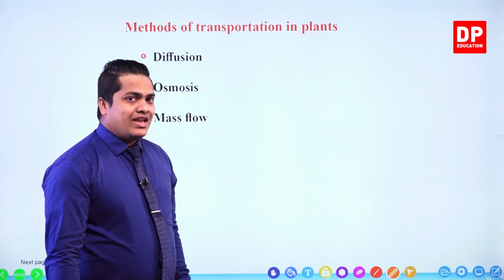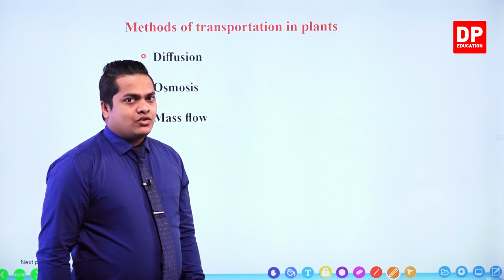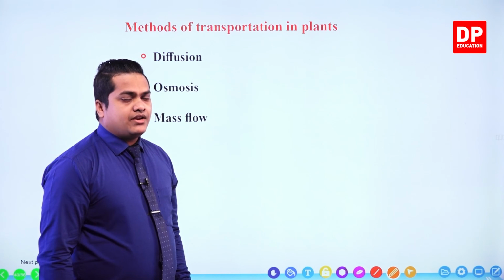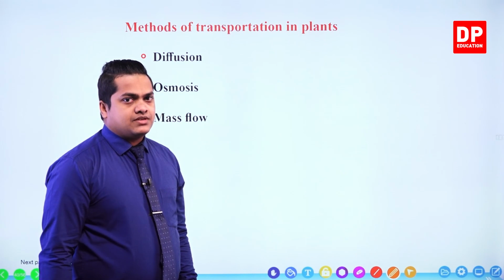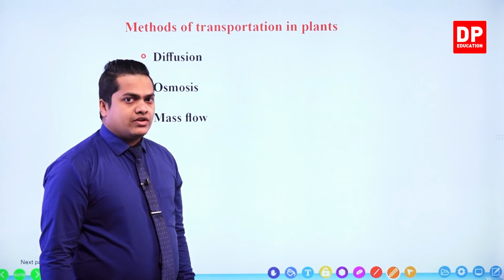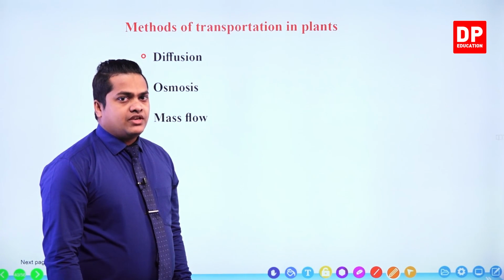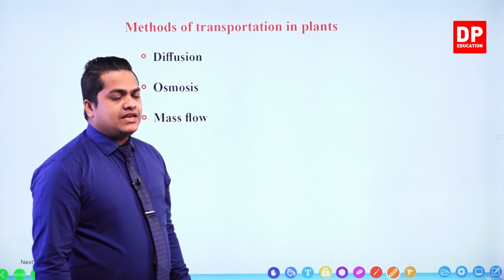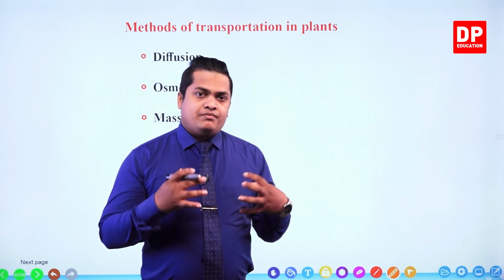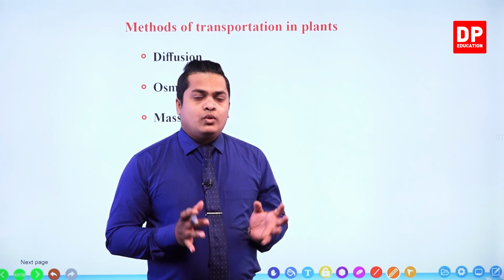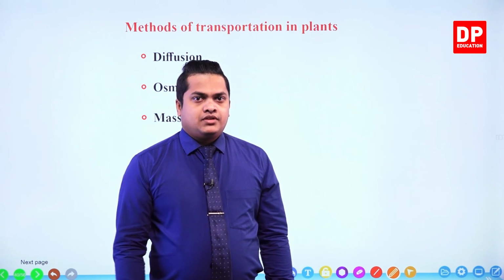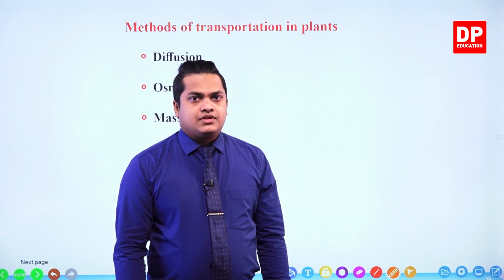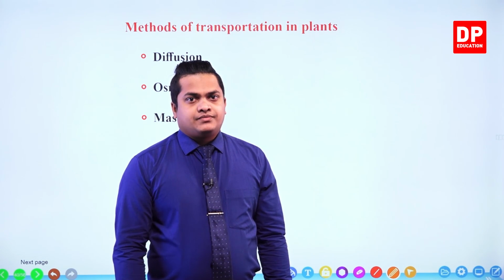In mass flow, energy is utilized to transport substances from one place to another, especially photosynthetic substances like starch or sugars. Mass flow is carried out by the phloem tissue. So these are the main transportation methods that we can observe within a plant.